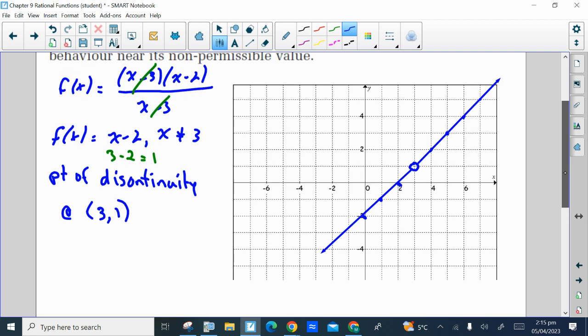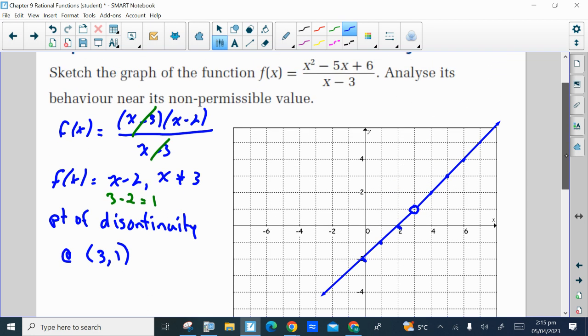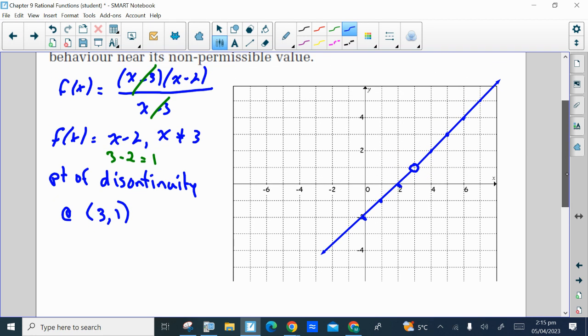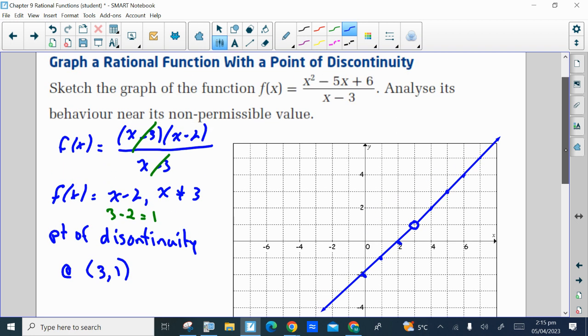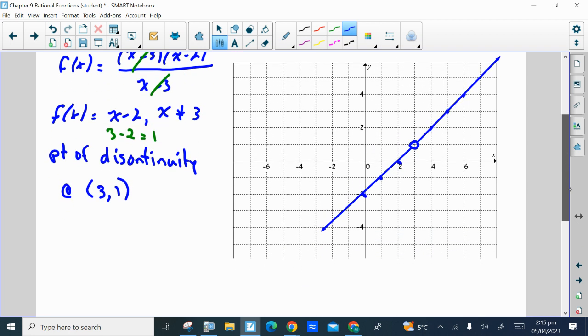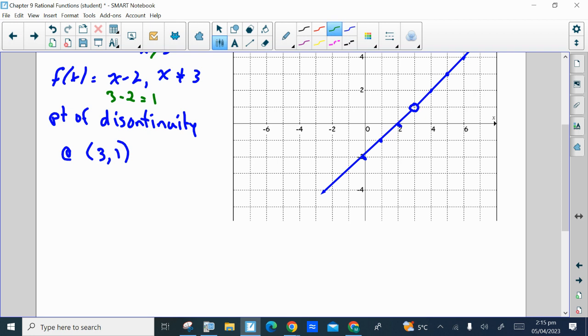So as x gets closer and closer to the non-permissible value, the value of y will approach a value of 1, because it does say analyze its behavior near the non-permissible value. So that's what's happening. As x approaches 3, then y will approach a value of 1. But it'll never actually get there because it is a point of discontinuity. So that is analyzing what's happening as we get closer to the point of discontinuity.